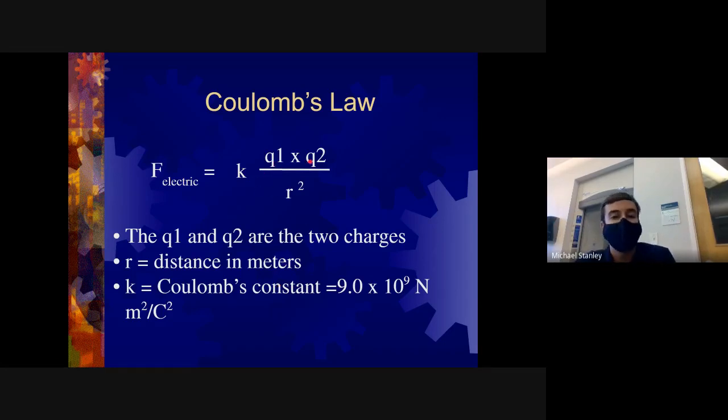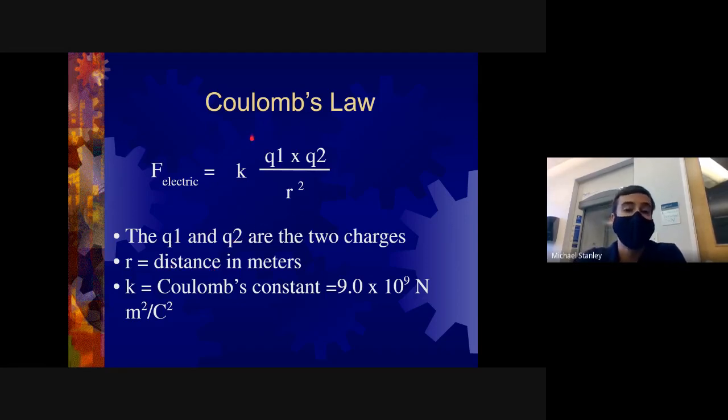times the multiplication of the two charges. So Q1 is the size of one charge, and Q2 is the size of the other charge. You multiply them together to get the total charge, and then you divide it by r squared, where r is your distance.